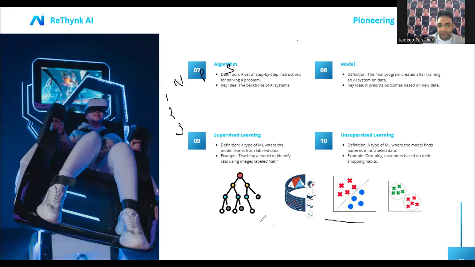So let me repeat again. This is an algorithm, the simplest form of a set of instructions. This is a model. Here, you can see a robot is working. This is the final output. A robot needs IoT, a robot needs an algorithm, a robot needs everything, including circuits and batteries. So this is our final model. This is the example of supervised learning. This is the example of unsupervised learning. I hope you have noted down everything. Now let's move to the next slide.